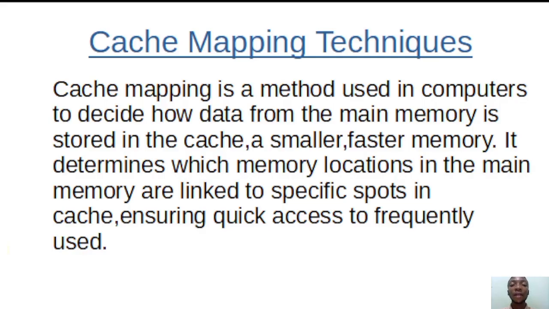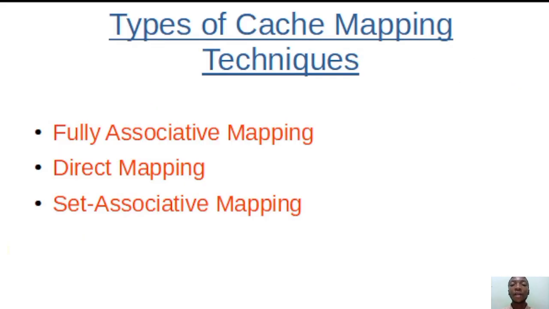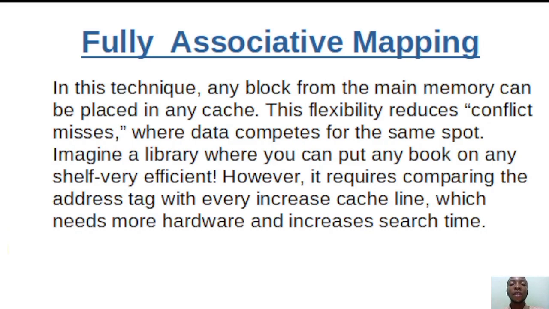There are three main types of cache mapping, namely fully associative mapping, direct mapping, and set associative mapping. Let's start with fully associative mapping. In this technique, any block of data from the main memory can go into any spot in the cache. Think of it like a library where you can put any book on any shelf. Total flexibility. This reduces conflict misses, where data fights over the same spot, because nothing is locked into a fixed place.